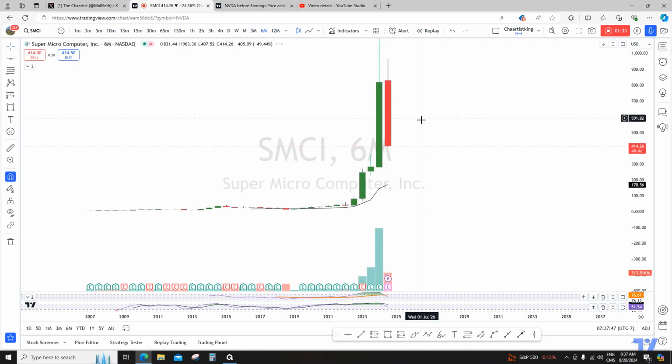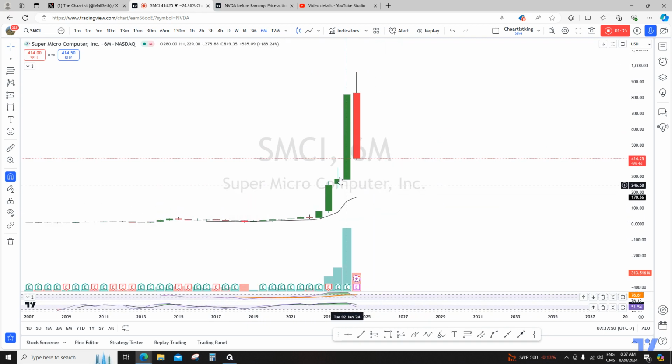All right, let's go on half yearly, and then I do see a demand zone right here. I'm going to just mark it, and let's mark this demand zone. This is your demand zone. This black line is EMA 20.